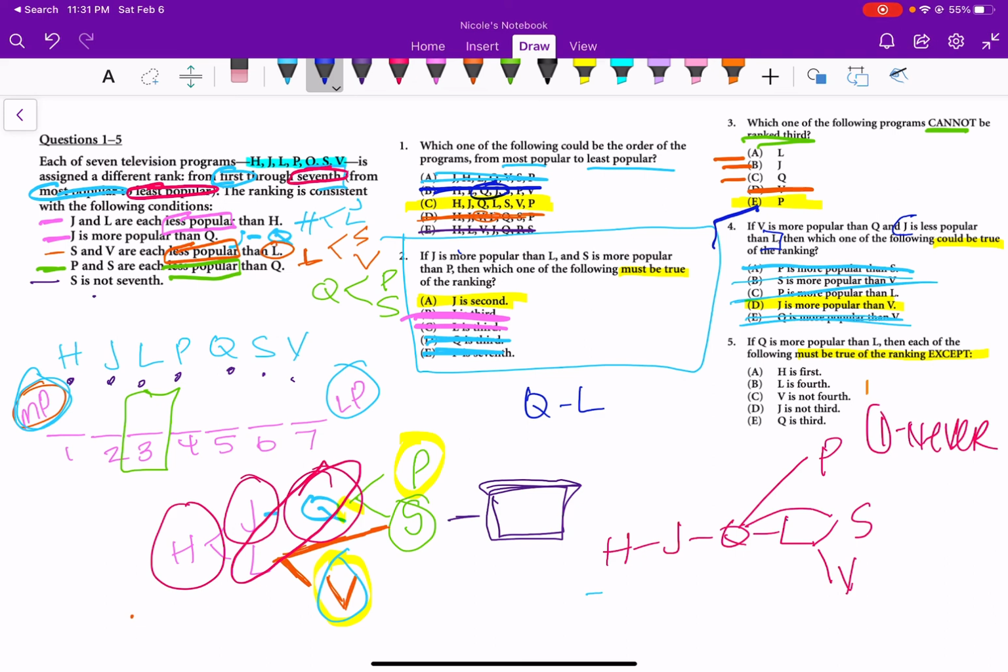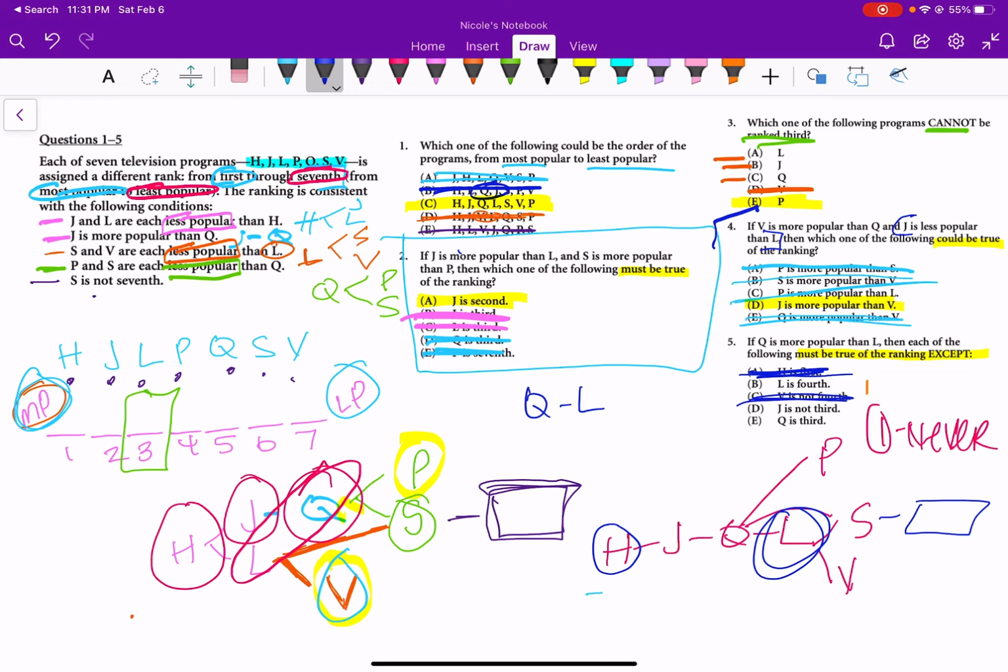Does H have to be first? Yes, so we can cross that off. Does L have to be fourth? I don't think so, because there has to be one after S, but we could put P fourth and V could go last. So I bet that's our answer, but let's see. V is not fourth. Must it be true that V is not fourth? Yes, that has to be true. V could never be fourth.